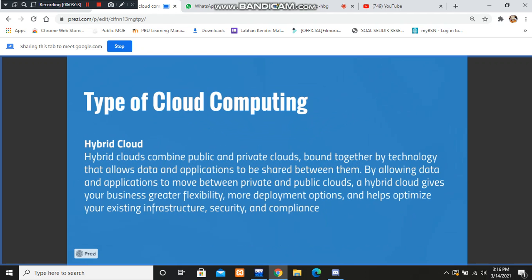After that is hybrid cloud. Hybrid cloud combines public and private clouds, bound together by technology that allows data and applications to be shared between them. By allowing data and applications to move between private and public cloud, a hybrid cloud gives your business greater flexibility, more development options, and helps optimize your existing infrastructure, security, and compliance.